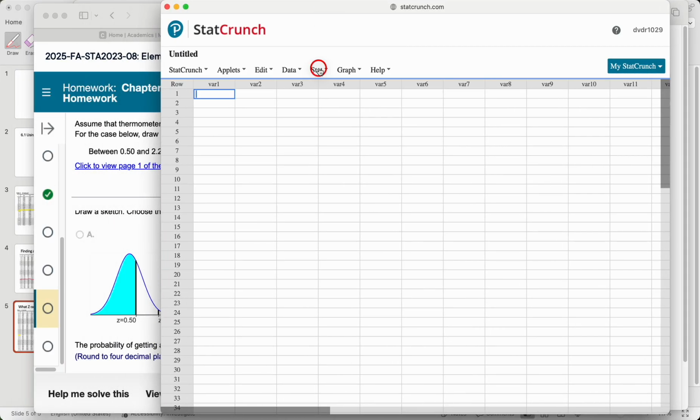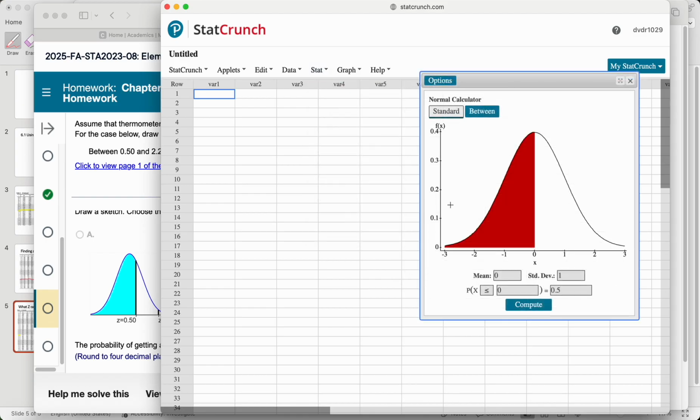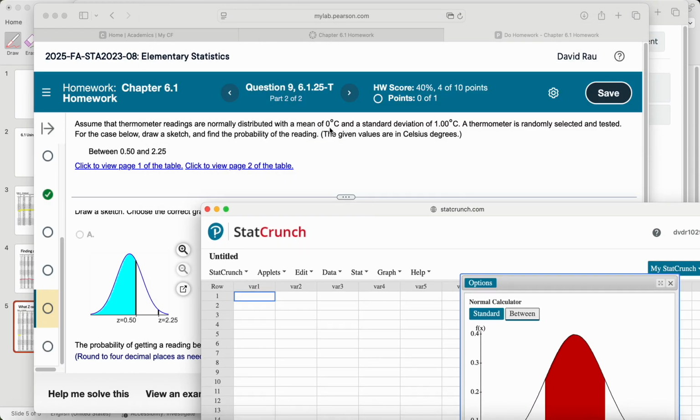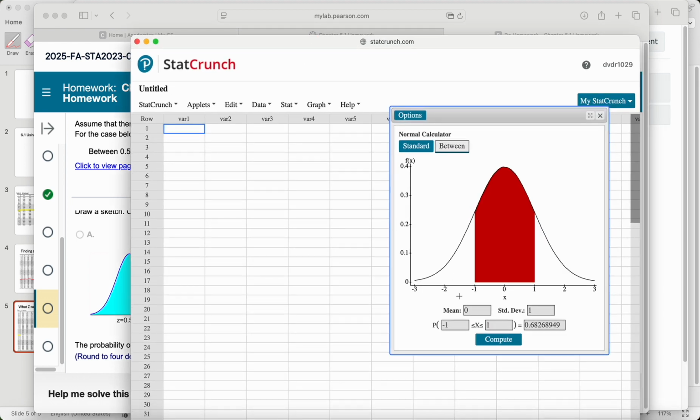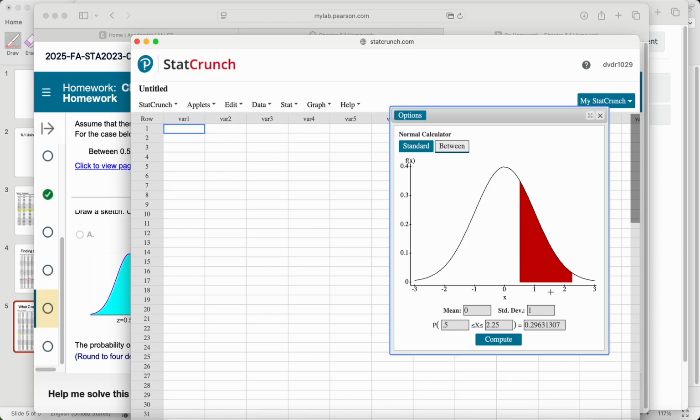What I would do in StatCrunch is go to Stat, then Calculators, Normal Calculator, and you can even see there's standard and then there's between. Now my mean and standard deviation are still 0 and 1, even though they look like Celsius. And they wanted between 0.5 and I believe it was 2.25. And so there we go. We get 0.2963.